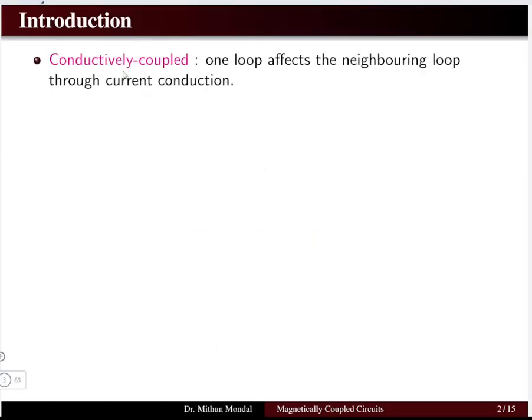So, we have been discussing the conductively coupled circuit till now. What is the meaning of conductively coupled? If one loop where the current is flowing affects the neighboring loop through current conduction only, then we say that the circuit is conductively coupled. So the current conduction phenomenon is there through which one loop is affecting the other loop.